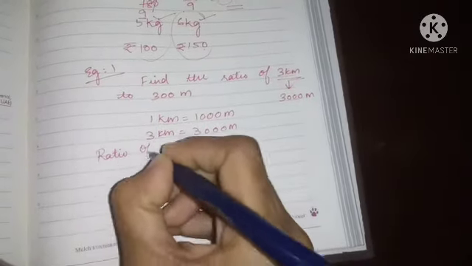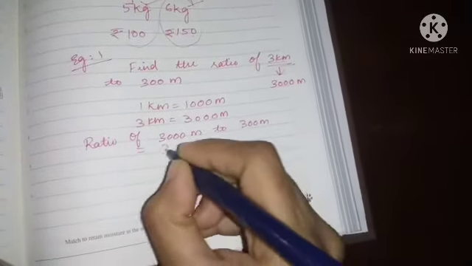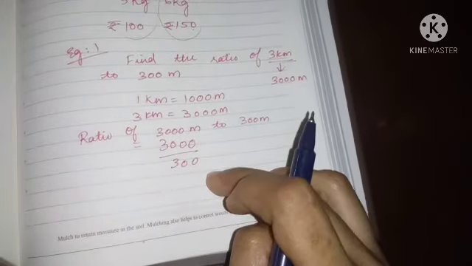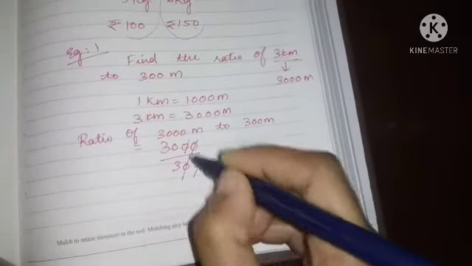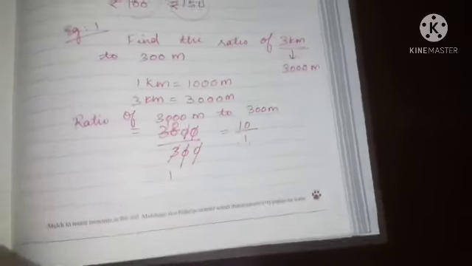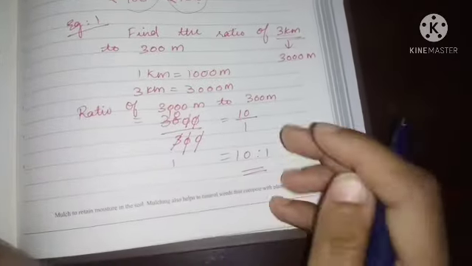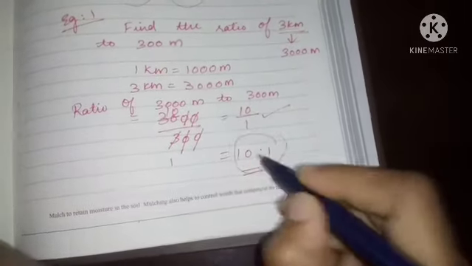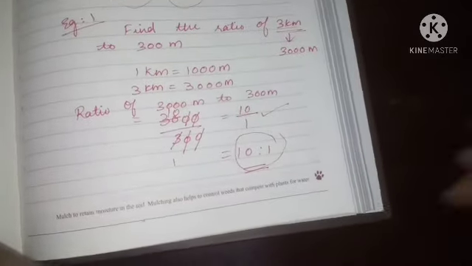ratio of 3000 meter to 300 meter. So 3000 divided by 300. Yes, 3000 meter divided by 300. 0, 0 cancel, 0, 0 cancel. 3 ones are 3, 3 tens are 30. So 10 by 1 you will get. What are you getting? 10 by 1. So what is the ratio? 10 is to 1. When they are asking about ratios, you should not simply write it this way. You should write in the is-to format, where you should have the colon in between the two. Okay. Next.